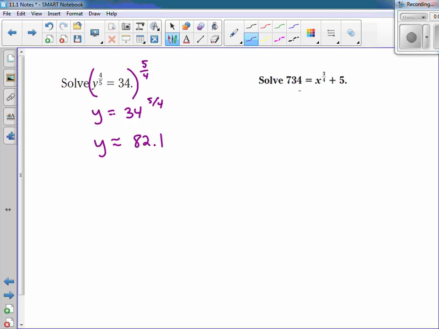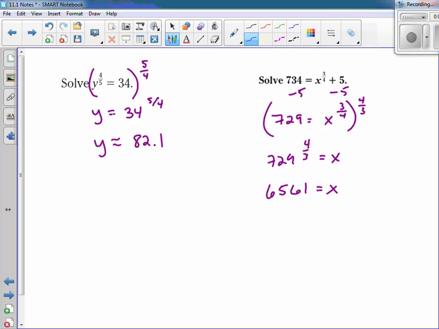So on the second one, again, it's a basic algebra question. Don't overthink them. You need to get the x to the 3/4 by itself first. So you need to subtract 5. That's 729. Well, how do I get rid of the 3/4 power? I don't multiply, but I raise it to the reciprocal power. So 4/3. So 3/4 times 4/3 is 1. So you have 729 to the 4/3 power. And that ends up being 6,561. Those should not be that difficult.